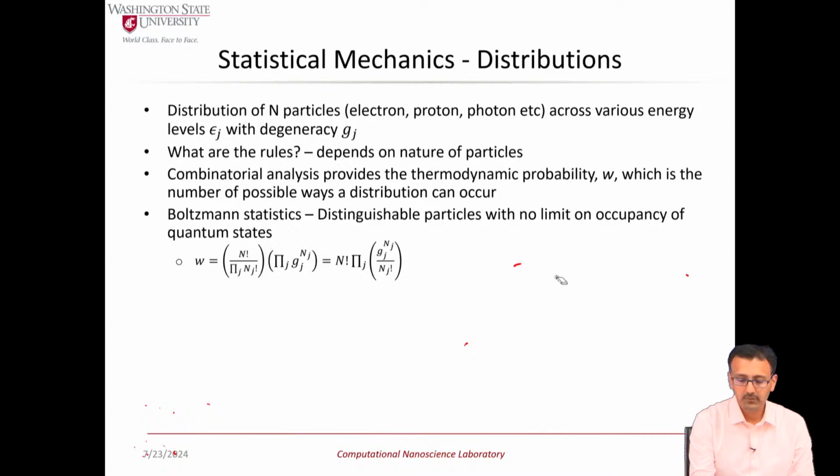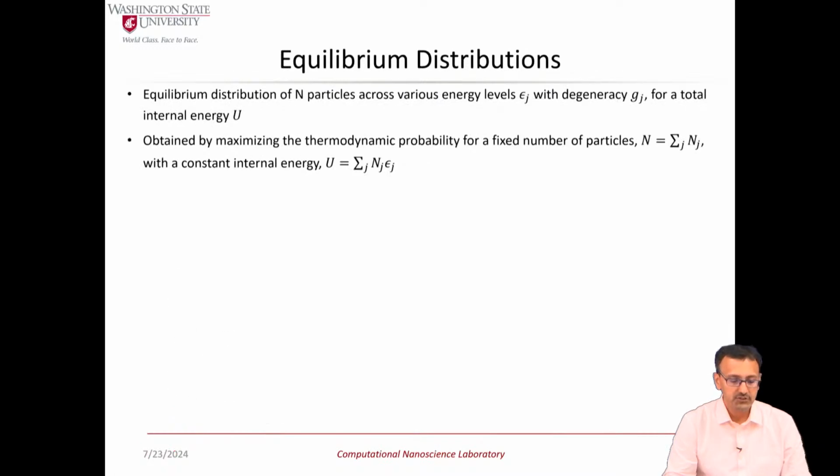So, these are the three distributions. Now, we have 3 distributions, doesn't mean these distributions are all equally probable, right? These are just telling you the number of ways in which you can distribute particles in quantum states. But there are constraints in real systems. What are those constraints? Maybe the volume is fixed, the number of particles could be fixed, and that system could have a fixed internal energy U.